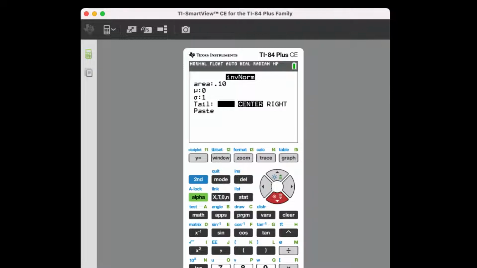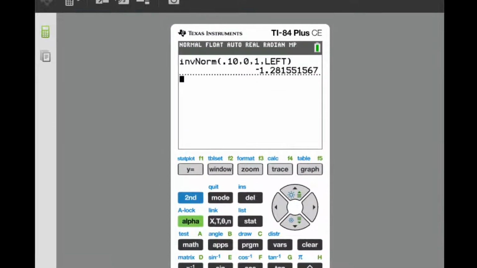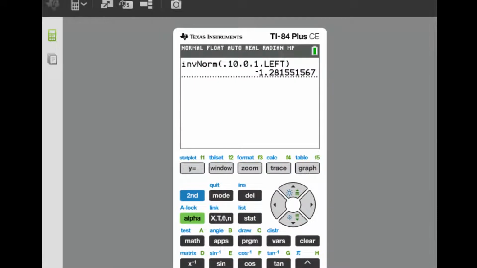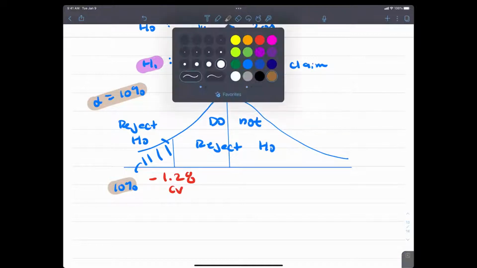Mu is 0, sigma is 1. Yes, that's 10% of the area in that tail. It's a left tail. And then sure enough, you're getting the same thing. I'm going to make this a little bit bigger so you guys can see clearly what we do. And as you can see, it's the same critical value. So, fantastic. We're good to go now.